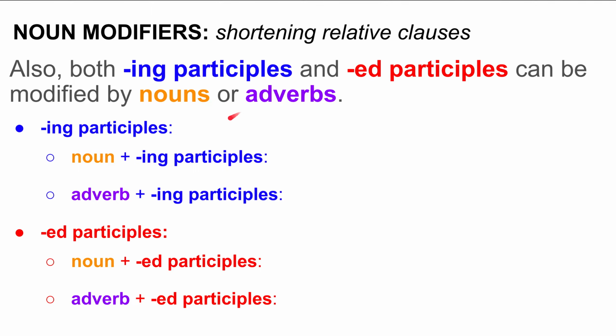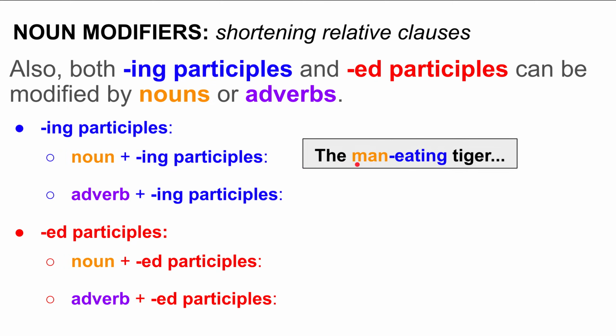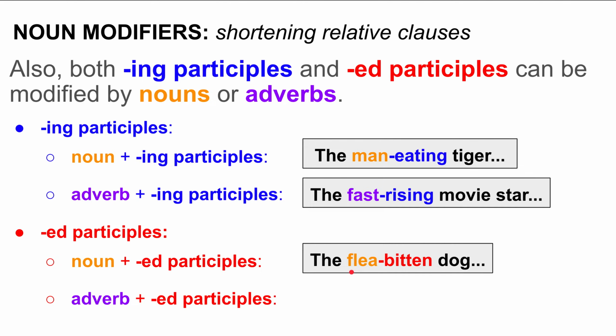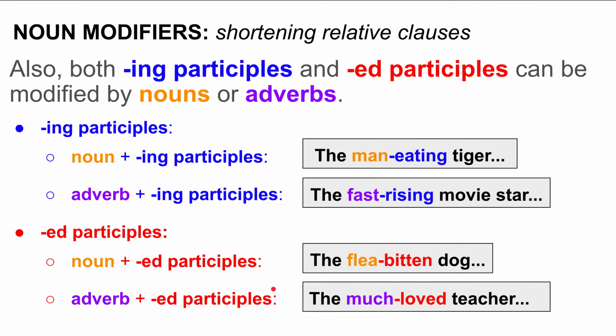Also, something worth mentioning is that both ing participles and ed participles can be modified by nouns or adverbs. So looking at some examples using ing participles, noun plus ing participle, the man eating tiger. An adverb plus an ing participle, the fast rising movie star. Some ed participles, noun plus ed participle, the flea bitten dog. And an adverb plus an ed participle, the much loved teacher.